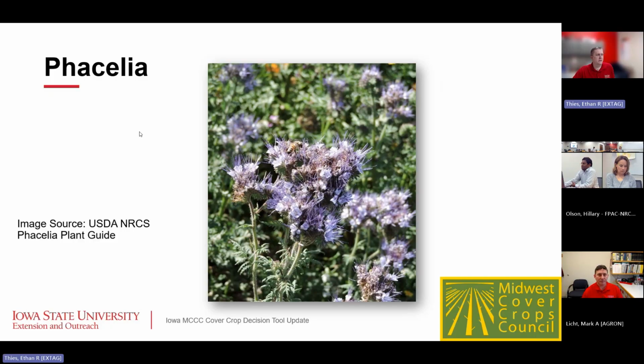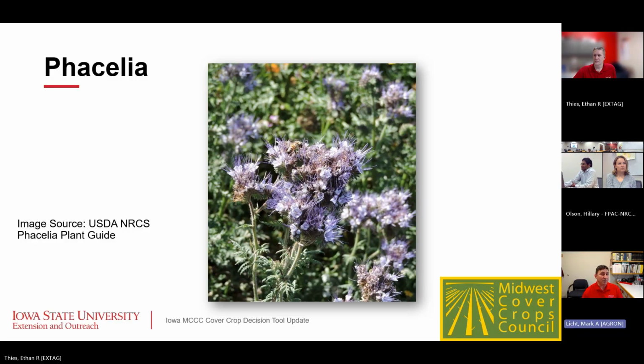Okay, I think our last one today is Phacelia. So Phacelia is one of those species that when we talked about adding it, we all kind of raised our eyebrows and squinted a little bit, like, why are we going to add this one? Phacelia is somewhat of a wimpy plant. And so as a single species, it's not going to be a plant that we want to be using as a cover crop.